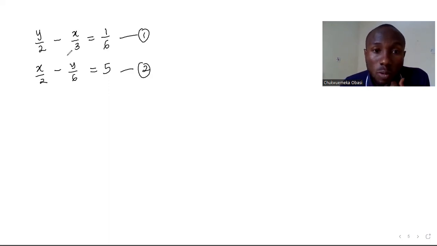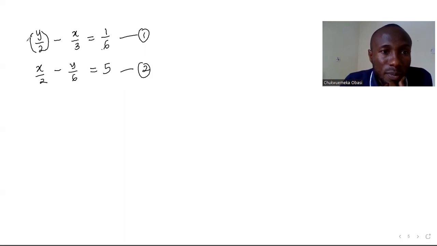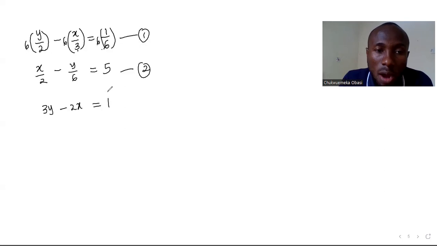Now, if you look at equation 1, you see the LCM of the denominators 2, 3, and 6 is 6. So I would like to multiply everybody by 6 to get rid of the fractions. If I multiply here by 6, I multiply here also by 6, and here also by 6. So you see now 2 can cancel out 6, so you have 3y left. And 3 cancels 6, you have -2x. And 6 cancels 6, you just have 1. You see how I did it, right?